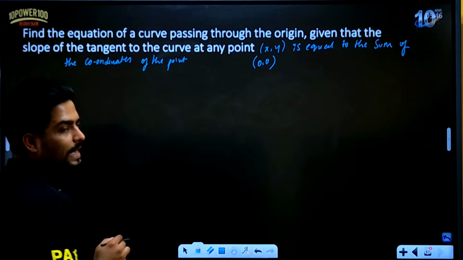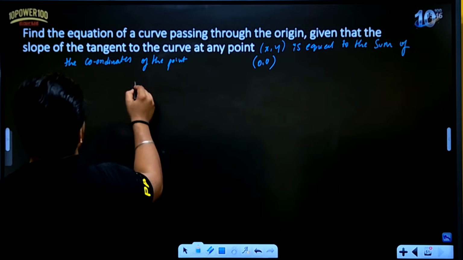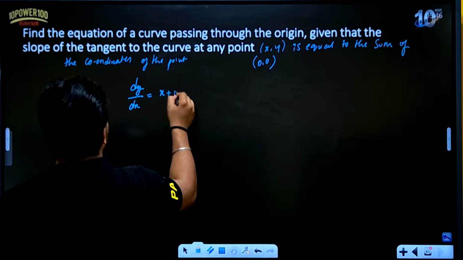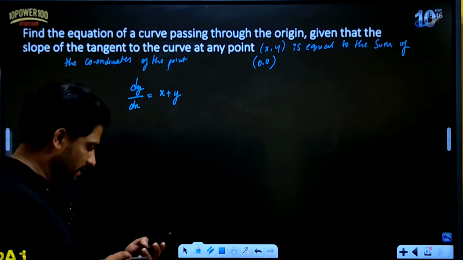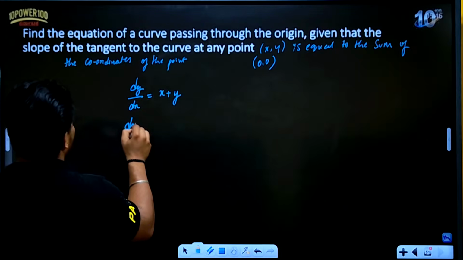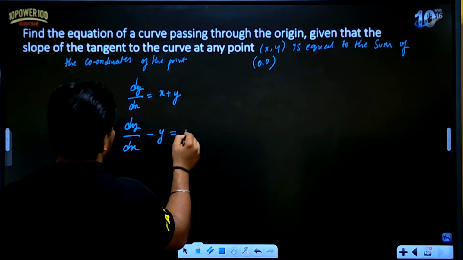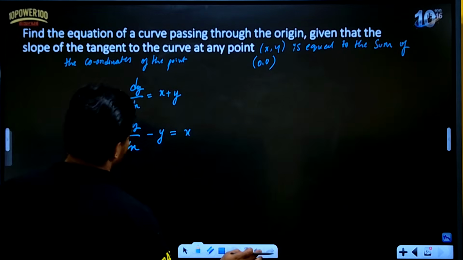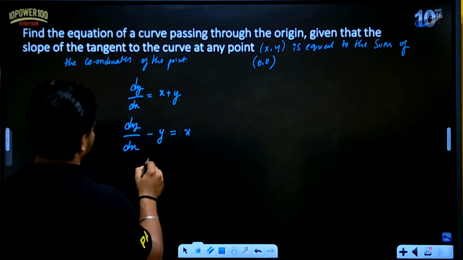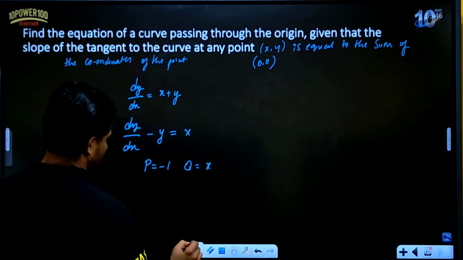So tangent is nothing but, you should know the tangent. Okay, tangent is nothing but dy by dx. So dy by dx is equal to x plus y is the equation. Once again it is a linear differential equation. So let's solve this. This is the normal method: dy by dx minus y is equal to x, of the form dy by dx plus Py. So P is equal to -1 and Q is equal to x.